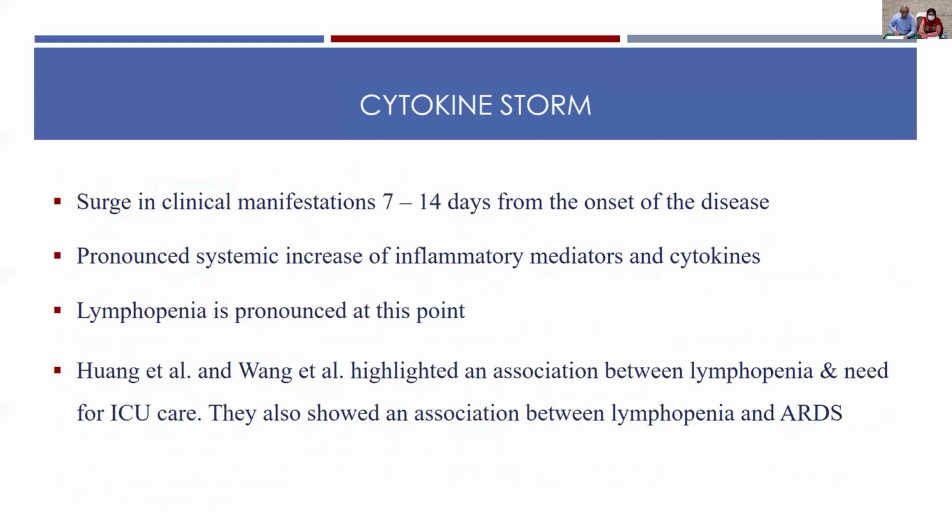Jean mentioned cytokine storm. What is cytokine storm? Basically, 7 to 14 days after the clinical manifestation, there is a sudden surge in the clinical findings. This is because of the pronounced systemic increase of inflammatory mediators and cytokines. At this point, lymphopenia is more pronounced, and some people have used lymphopenia to clinically correlate with the cytokine storm.